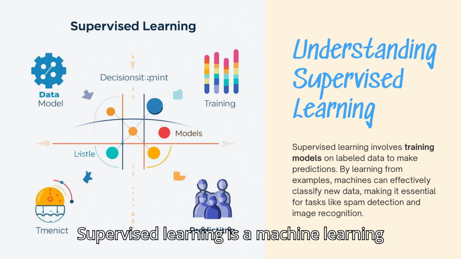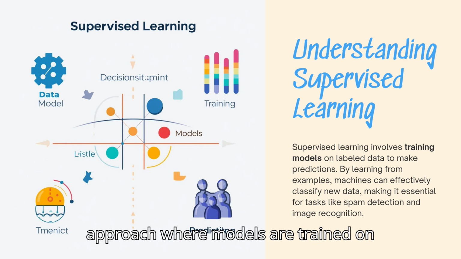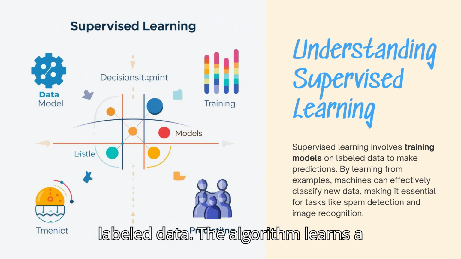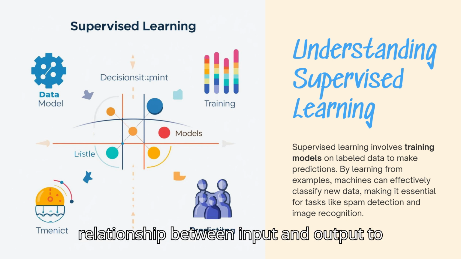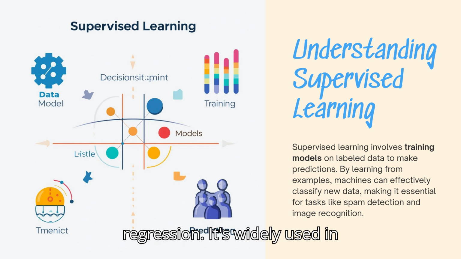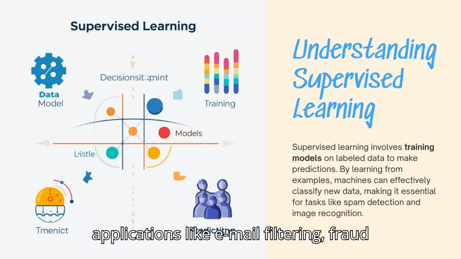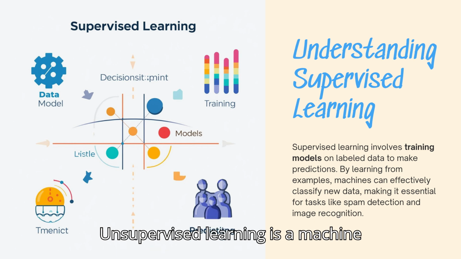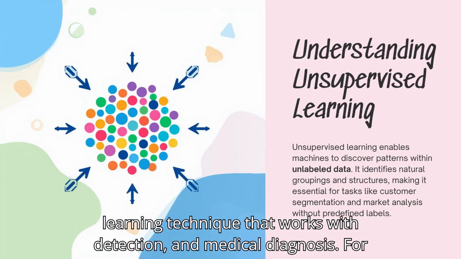Supervised learning is a machine learning approach where models are trained on labeled data. The algorithm learns a relationship between input and output to make accurate predictions. Common techniques include classification and regression. It's widely used in applications like email filtering and medical diagnosis for reliable results.